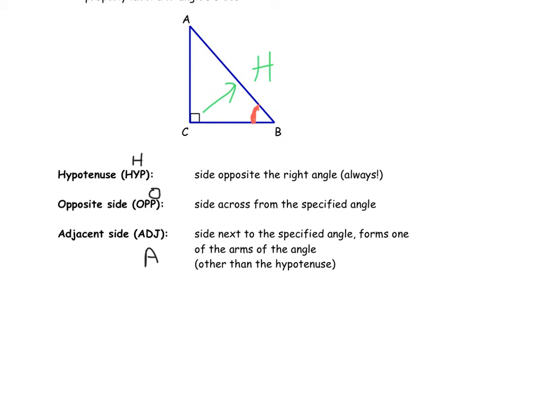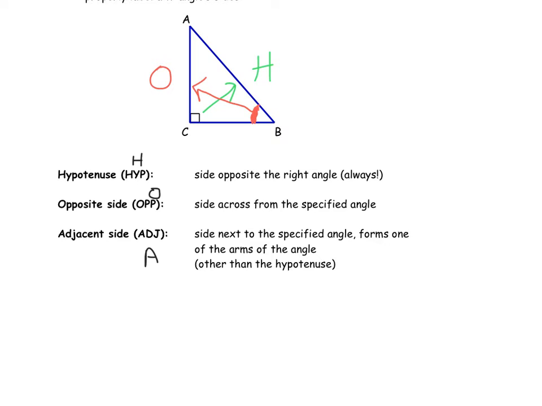So the next thing that I typically do when I'm assigning labels to the sides is I look for the opposite side. I usually find that that is the easiest to locate. So how do I find the opposite side? I look and see, well, which angle is it that I have in question? In this case, it's angle B here. And so then what I do is I say, well, if this is the angle, what is the side opposite that angle? So I draw it right across, and that becomes my opposite side.